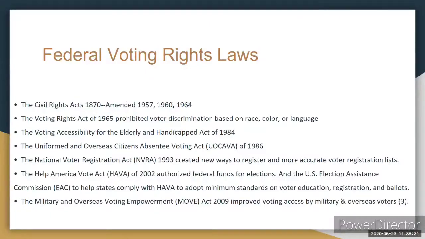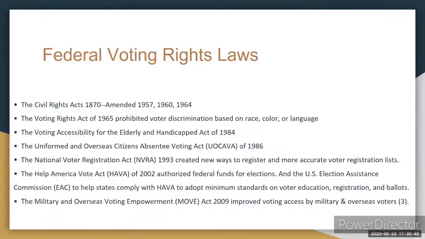The Voting Accessibility for the Elderly and Handicapped Act of '84 required polling places to be accessible to people with disabilities. So, you know, handicap accessible, basically. The Uniformed and Overseas Citizens Absentee Voting Act of '86 allowed members of the U.S. Armed Forces and overseas U.S. voters to register and vote by mail.